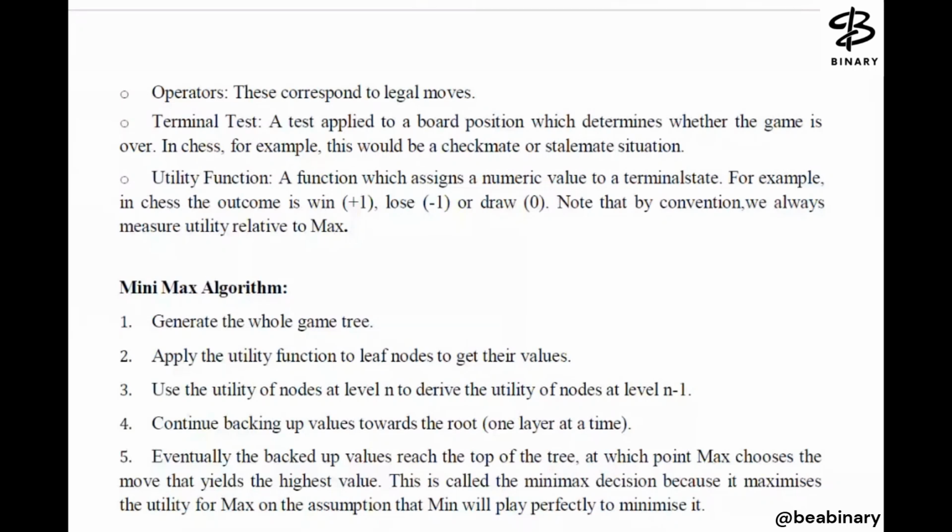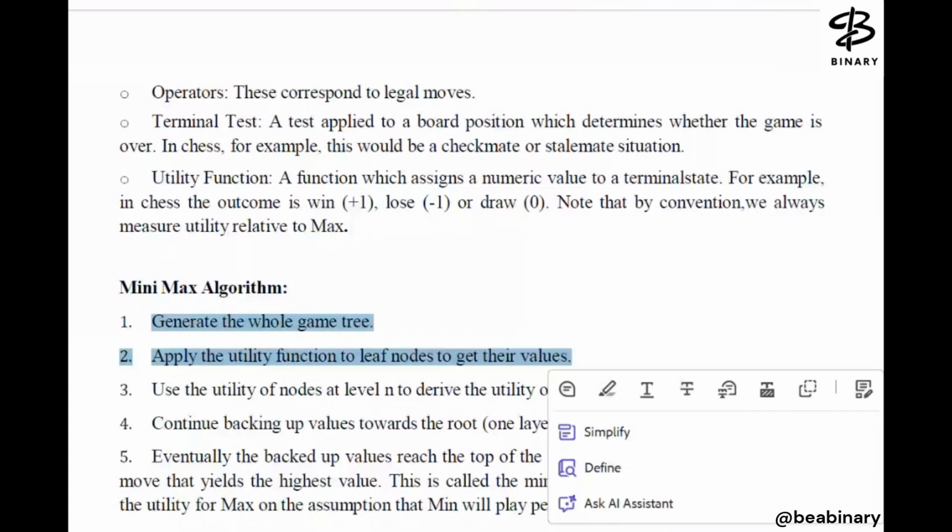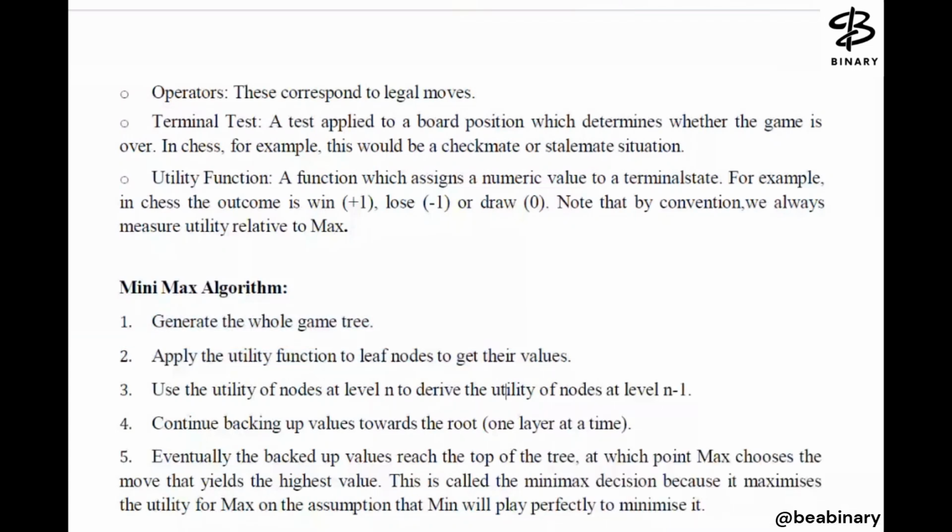The minimax algorithm generates the whole game tree from the very initial state, then applies the utility function to the leaf nodes to get their values. The utility function basically assigns a numeric value to each leaf node. Use the utility of the nodes at level n, or at any level, to derive the utility of a node at level n-1 as we move forward. Continue backing up values towards the root, one layer at a time. So we will move from bottom to top.